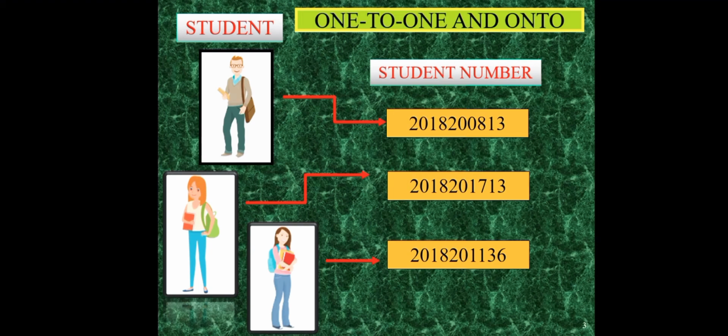This is an example of a one-to-one and onto function because every element in the domain has an element in the codomain, and every element in the codomain has an image in the domain.